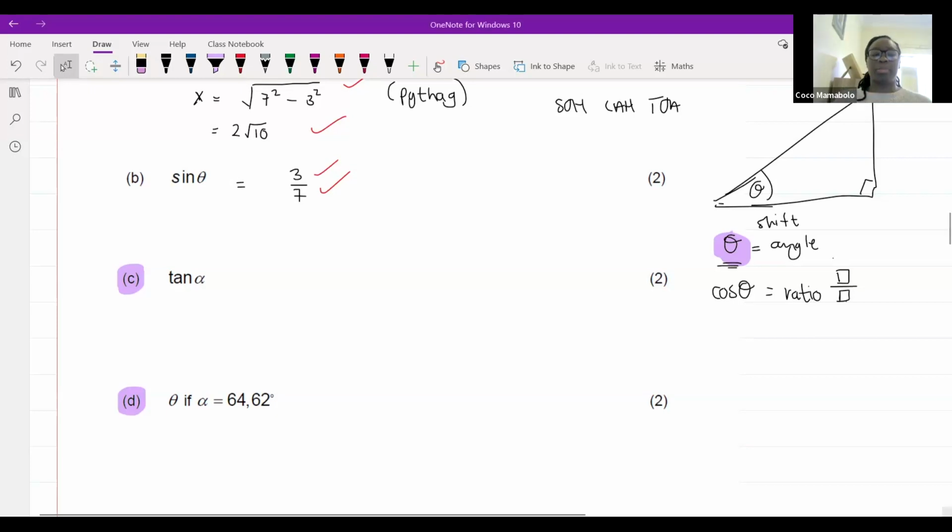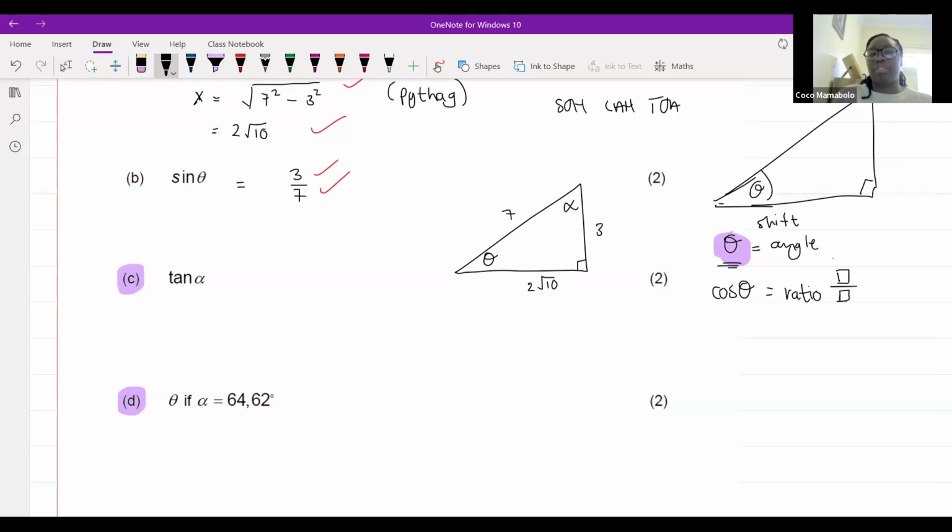All right, let's chat about the answers here. Okay, so I'm just going to recreate that triangle over here because now it's 4. This is theta, that is alpha, that is 3, and we just figured out that this side over here is 2 root 10. All right.